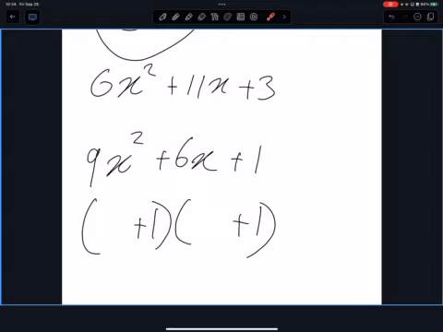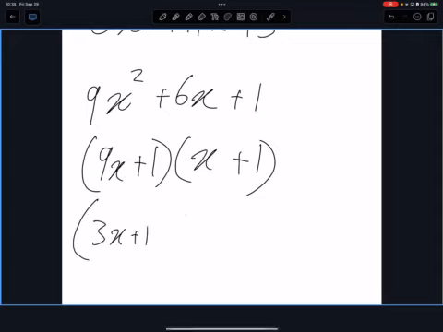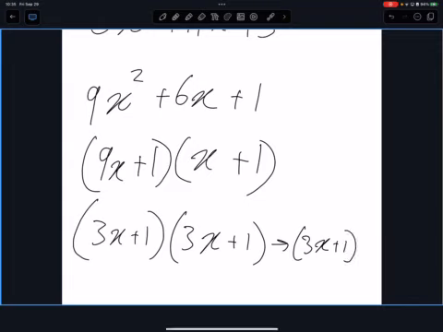So the thing you need to look for is what? Possible solutions here. To get 9, you have 1, 9, 3, and 3. So the answer is either 9x, x, or 3x, squared, plus 1 square. Yes? Or you can write it like this. It's the same thing. 3x plus 1 squared.